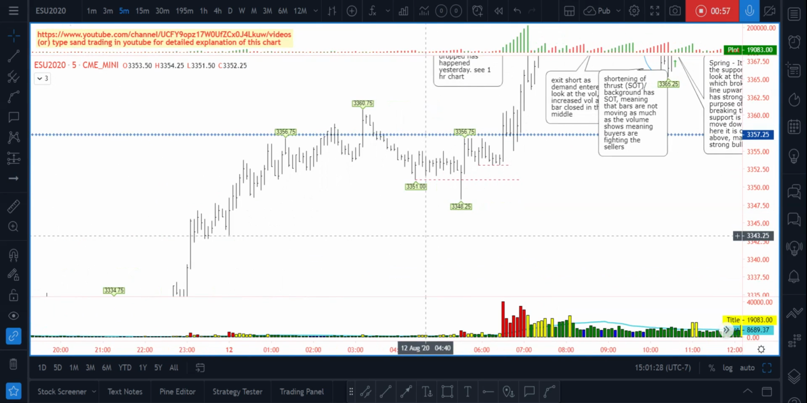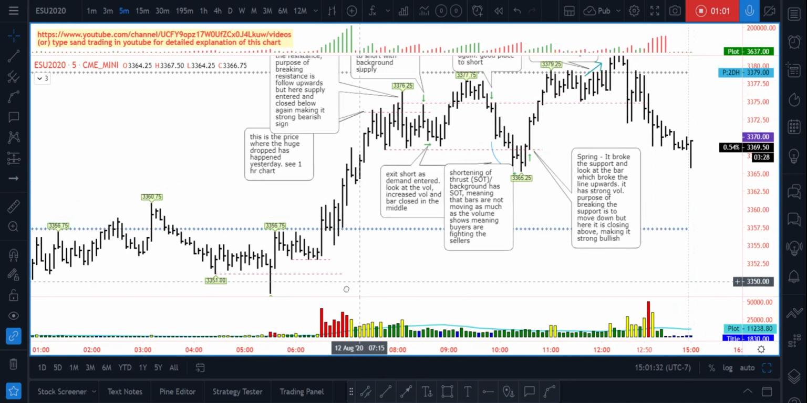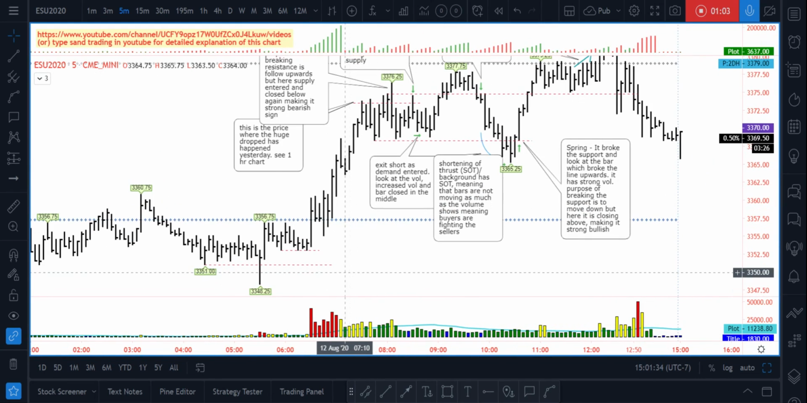In the morning, I'm in the Pacific time zone, that's why all my times are in Pacific. You can see it tried to break the 2-day high, but it couldn't, and then it broke again, and then it came back, and then it tried to consolidate here. This is where it started moving sideways, as you can see.